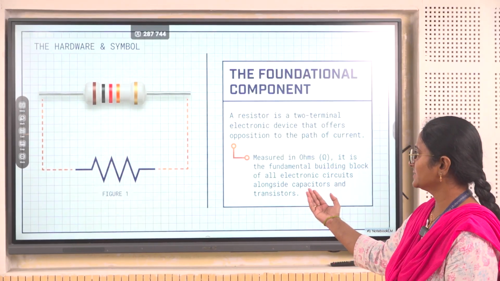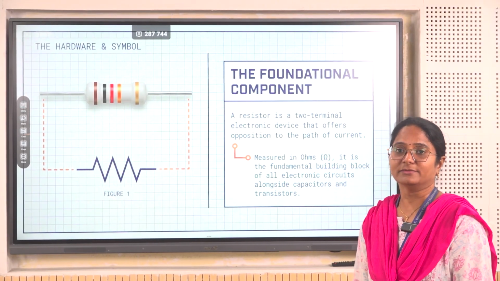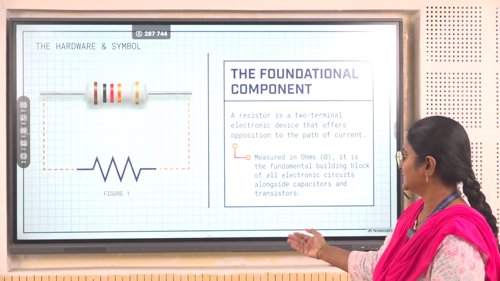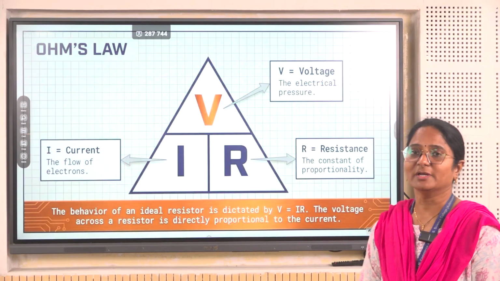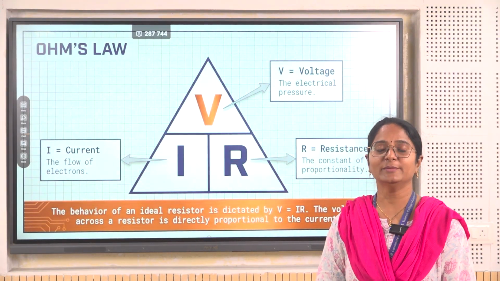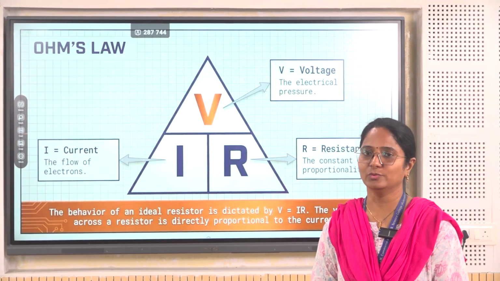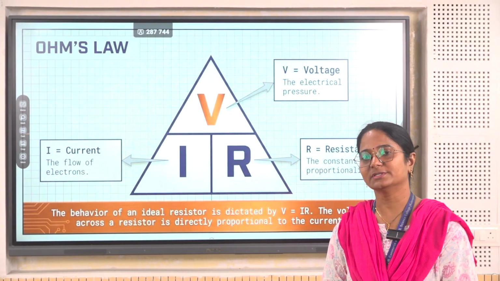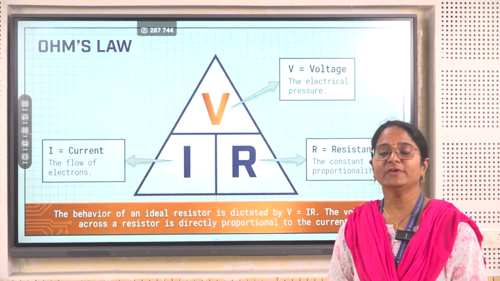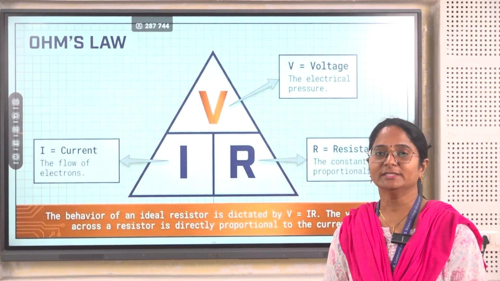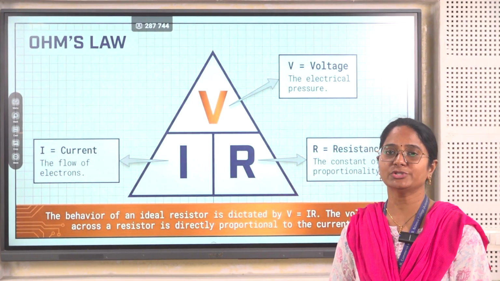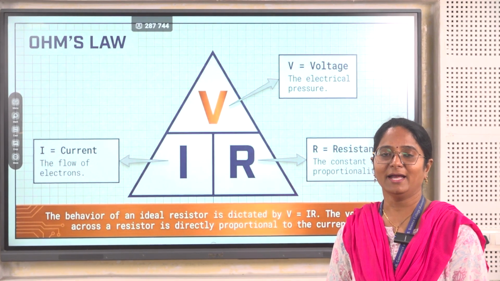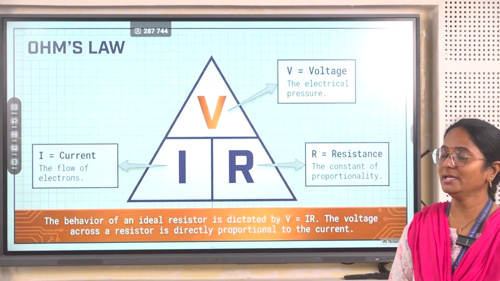So, the resistor looks like this and the circuit symbol is being displayed. So, how does the actual resistor work? It works on the principle of Ohm's law, which we have been studying since schooling: V is equal to I into R, where the voltage is directly proportional to the current flowing through the circuit and R is nothing but the proportionality constant.